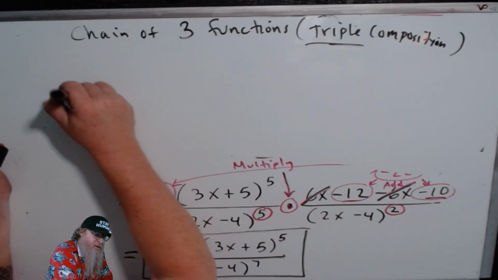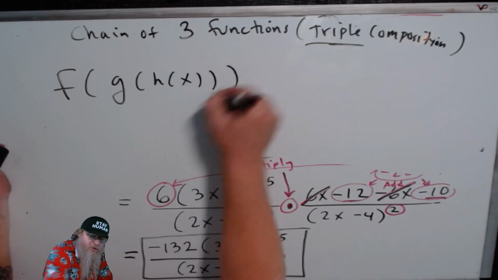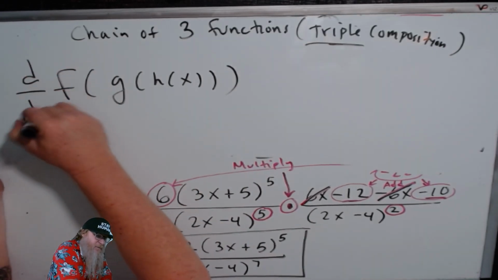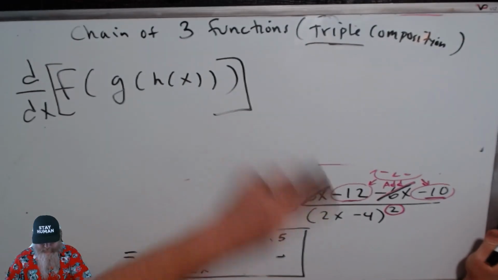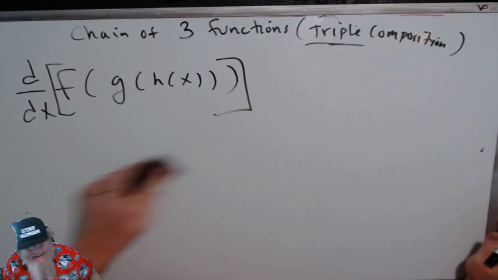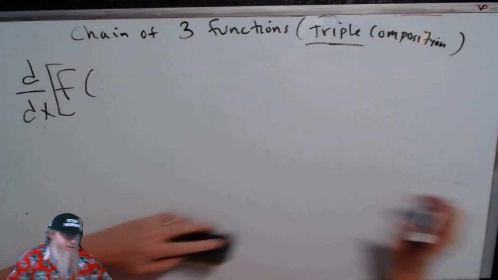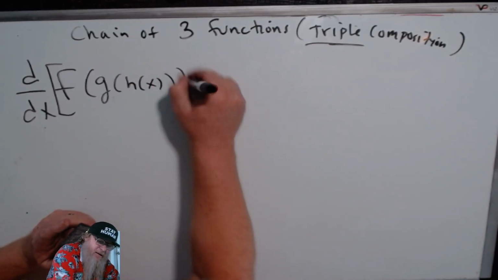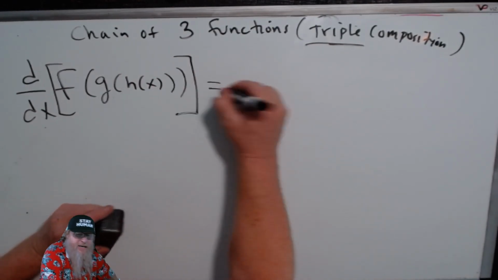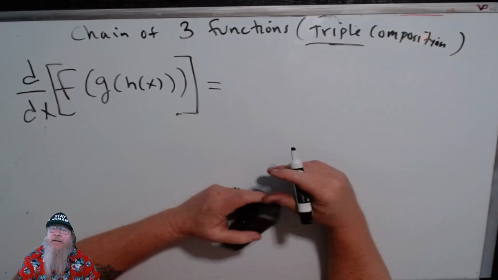Triple composition. F of G of H. And I want to take the derivative of this thing. Well, it's not that complicated because once we have the theory, and once we have the rule, it's not really a theory. This is a practice now. We're not just imagining that we're doing this. We're actually doing it. Right?